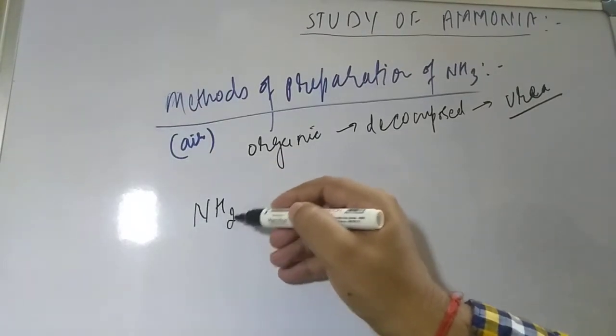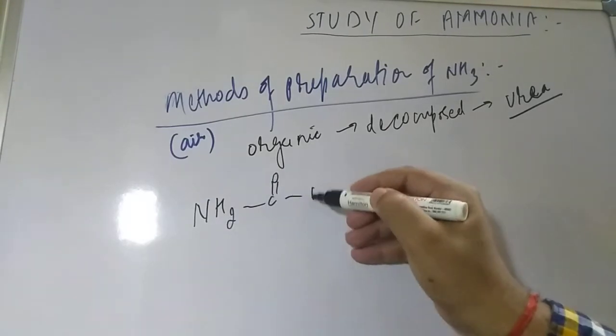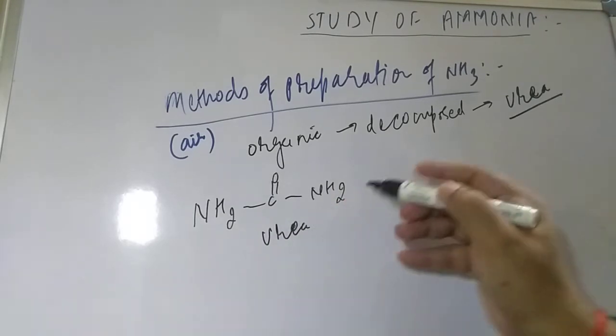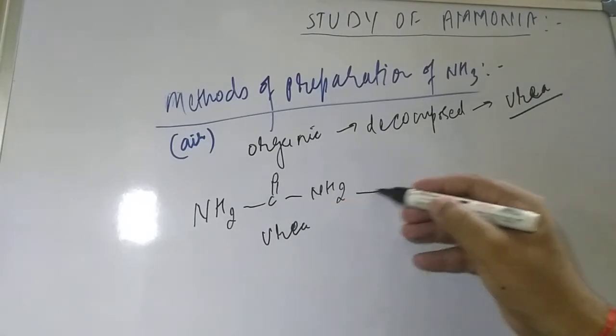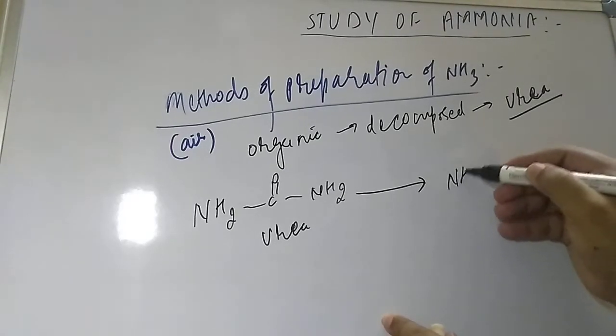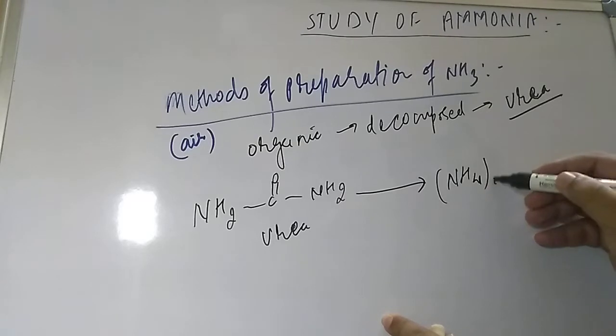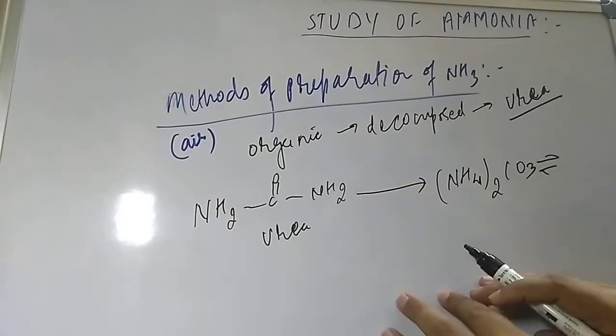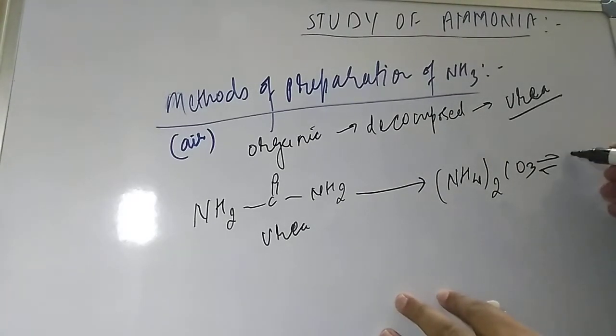NH2CONH2, this is the formula of urea. Now if you heat this urea, it will form ammonium carbonate, (NH4)2CO3, and reversibly this ammonium carbonate will give 2 moles of ammonia, plus water molecules, along with carbon dioxide gas being released.